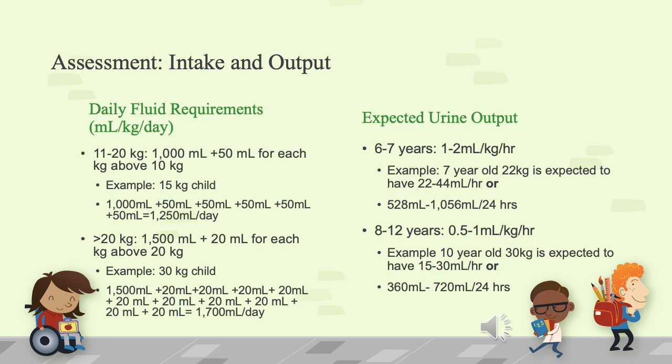The older school-age child, age 8 to 12, their expected urine output is 0.5 to 1 ml per kilo per hour. Again, an example, if you have a 10-year-old that weighs 33 kilos, you take the 33 kilos, multiply it by 0.5 to get the 15 mLs per hour on the lower end of the scale, where the upper end of the scale is the 1 ml per kilo, or 30 in this example, per hour, to get the 30 mLs. The daily, or over 24 hours, is the range of 360 to 720 for this example.